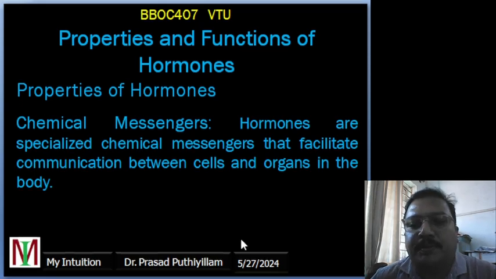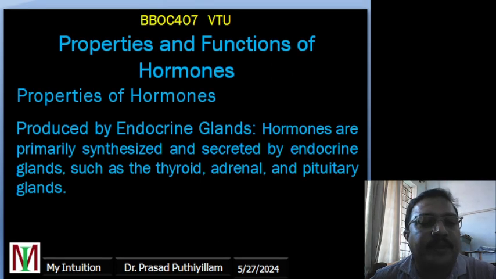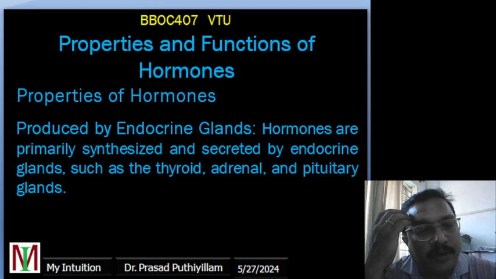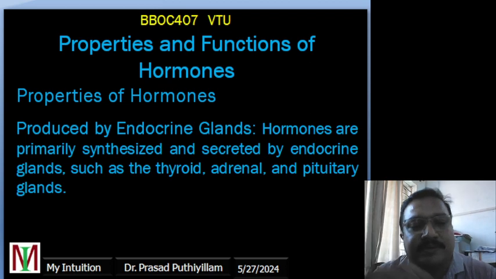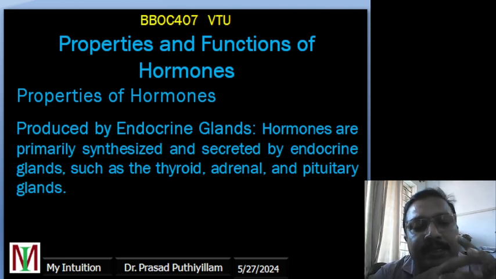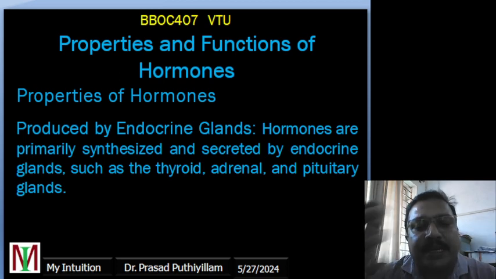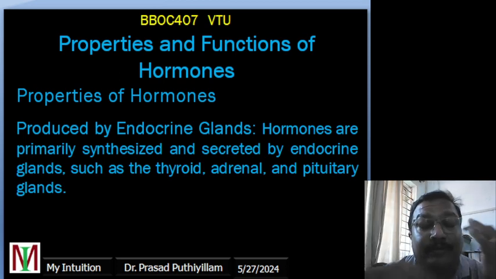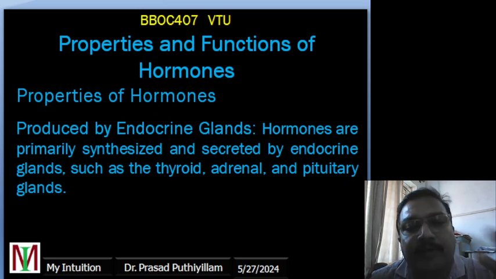Then comes the next property, that is, produced by endocrine glands. The endocrine glands are the message centers, like the post office, where the messages are collected and sent out. Endocrine glands are like those post offices, which are specialized tissues actually. It's not an office as such. It's a specialized tissue system which synthesizes and releases the hormones directly into the bloodstream. Example, the thyroid gland, which produces the thyroid hormones.